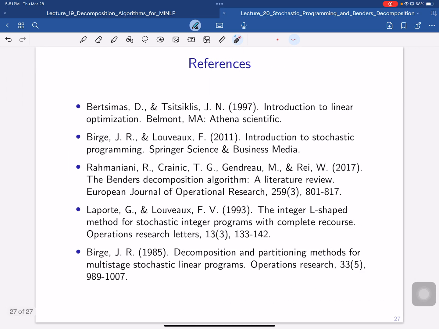Here are all the references of this lecture. You can take a look. Especially this is a recent review paper on Benders decomposition that talks about all the state-of-the-art techniques.